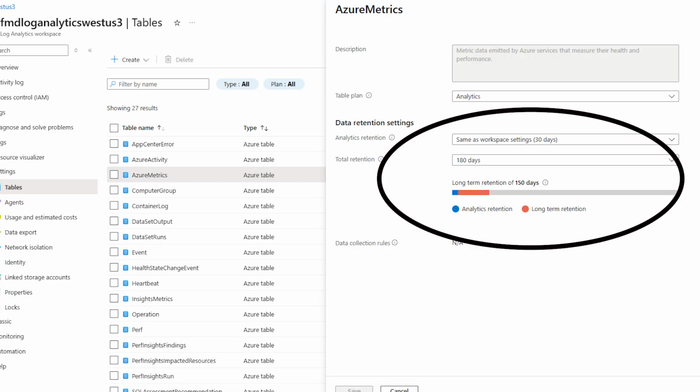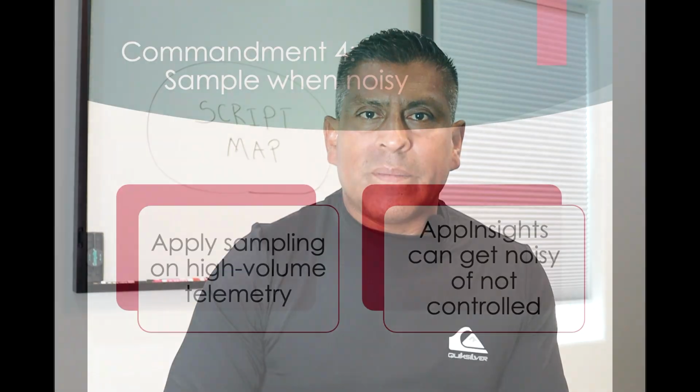Use hot versus archive. What this means is, if you remember or if you haven't watched it, please watch it, where you go into the Log Analytics workspace and you can do it on a per table basis, where you can change the retention period and you can adjust the whole retention period so you can combine the hot and the archive tier to save money.